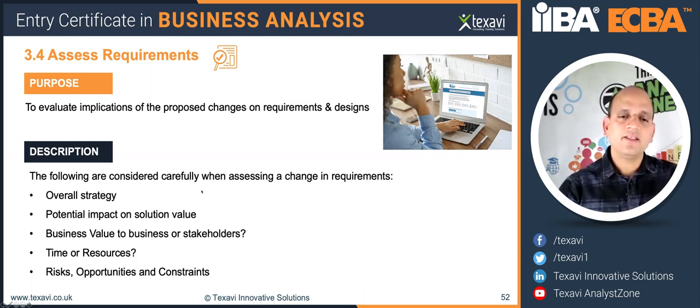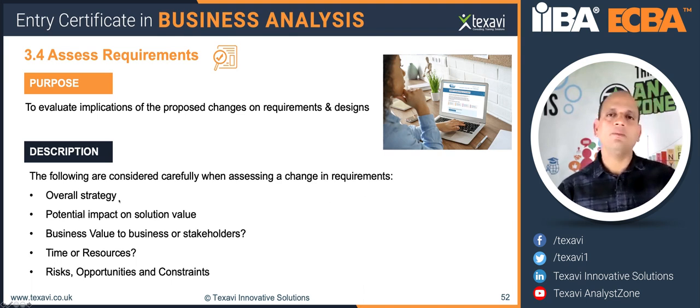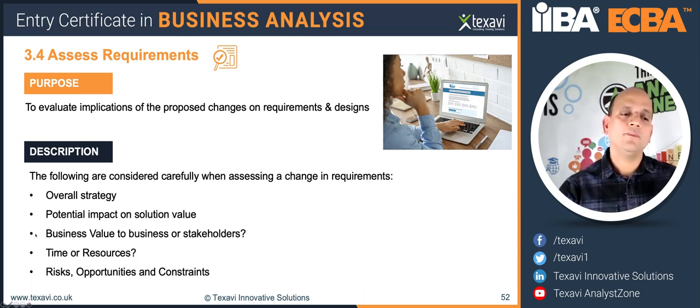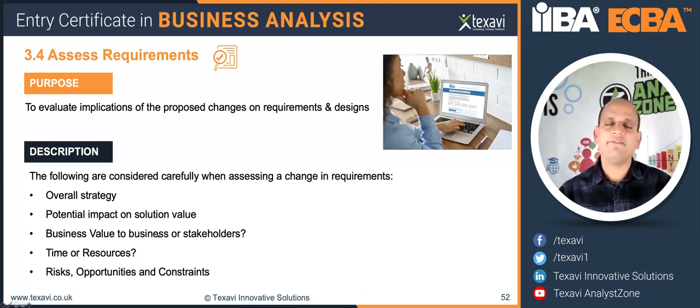So what are the factors that you need to address when you look at assessment of the change? You need to look at the overall strategy. That's what we were talking about: the vision, the mission, the objectives, the tactical objectives, the overall vision of this particular project or product or process, and how does that fit in there? That's important. The potential impact on the solution overall, again, we discussed this. The business value to business or stakeholders. So what is the business value?